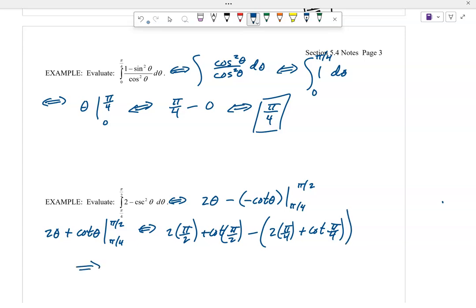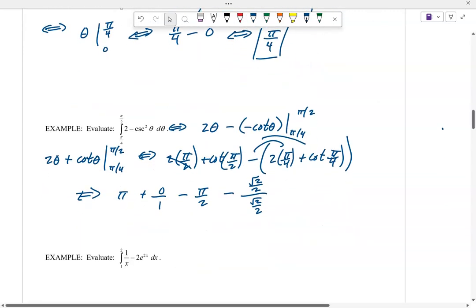So we've got pi, and then cotangent of pi halves, that's cosine of pi halves, which is 0, over sine of pi halves, which is 1. And then I'm going to distribute that minus 2 pi over 4, so minus pi halves minus cotangent of pi fourths. So that would be cosine of pi fourths, which is root 2 over 2, over sine of pi fourths, which is root 2 over 2.